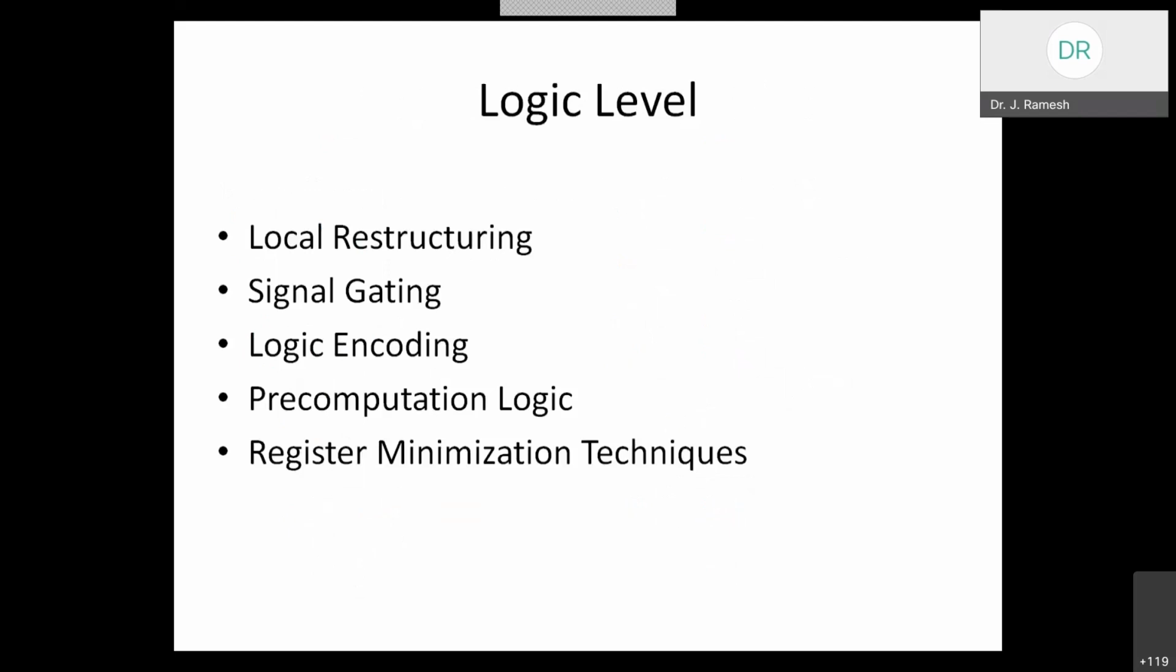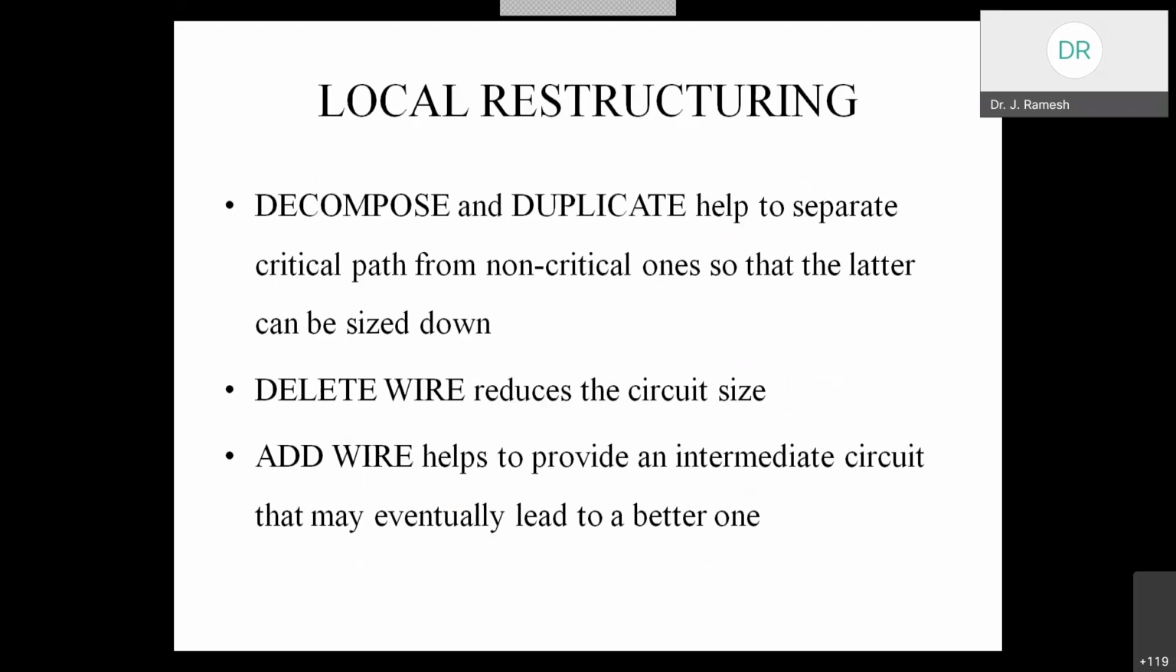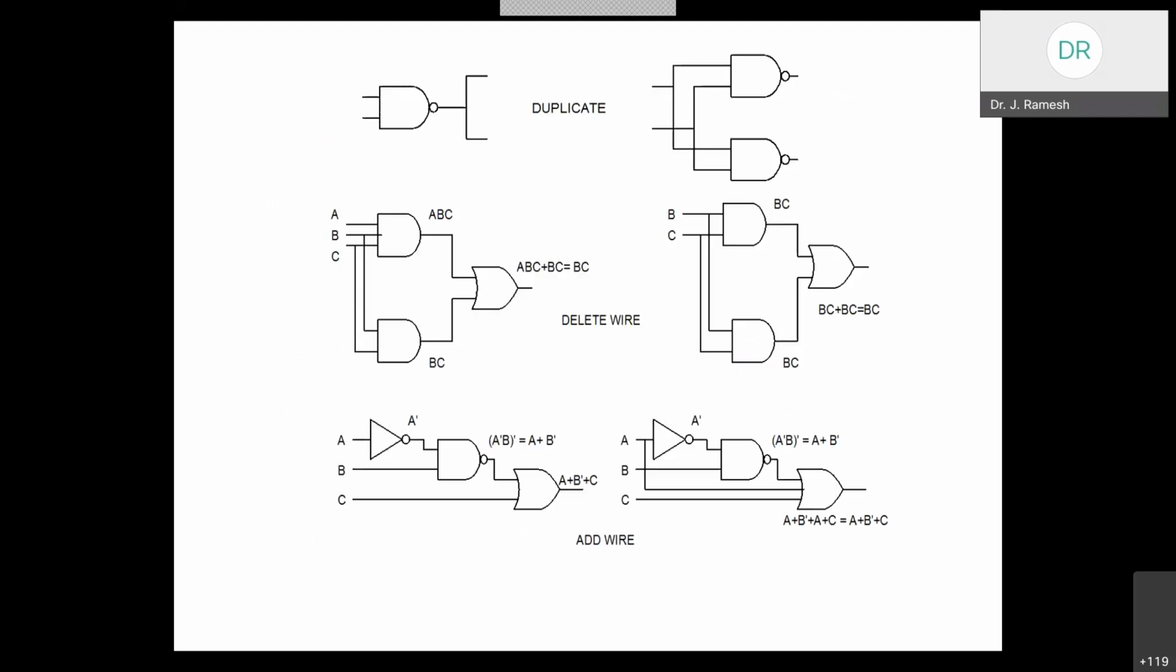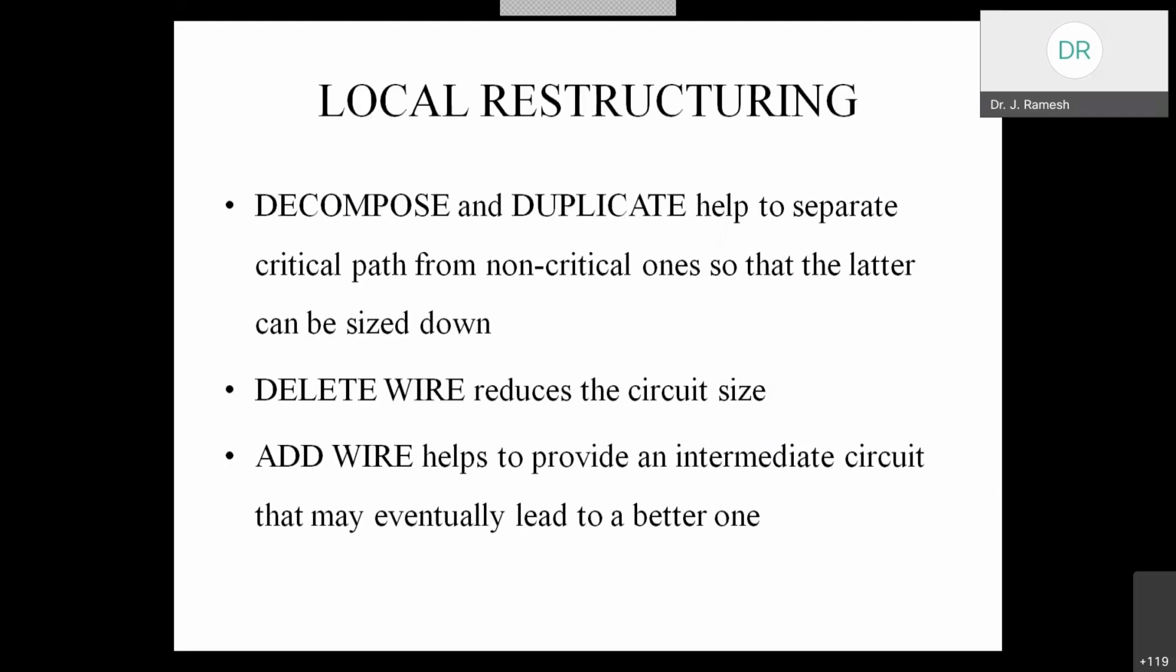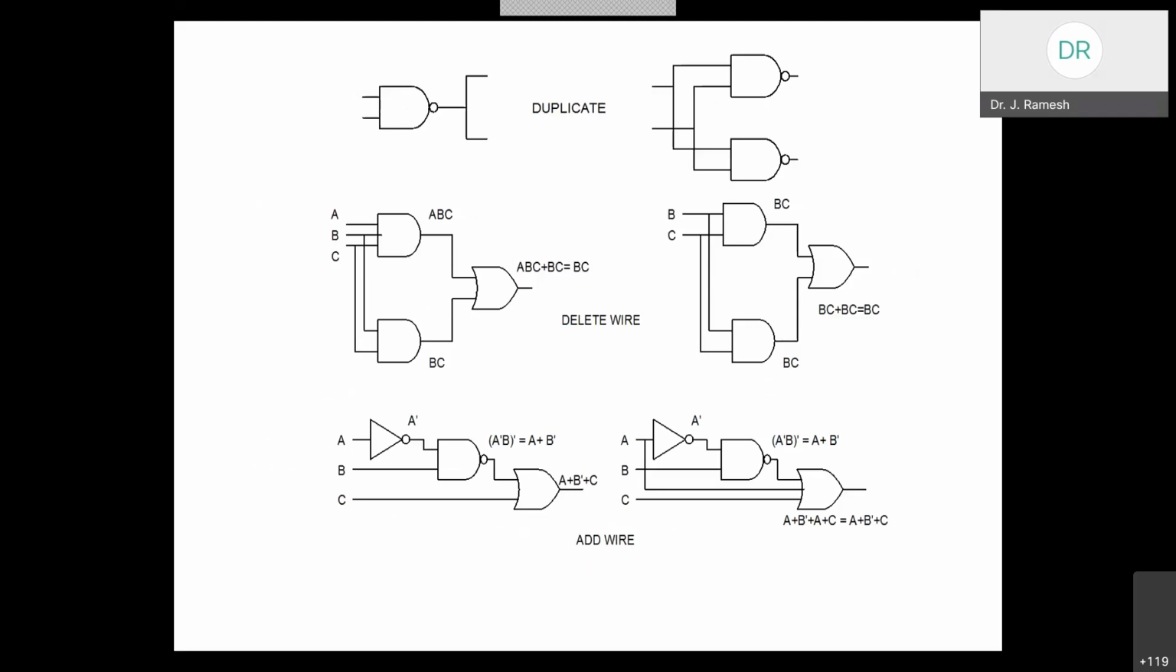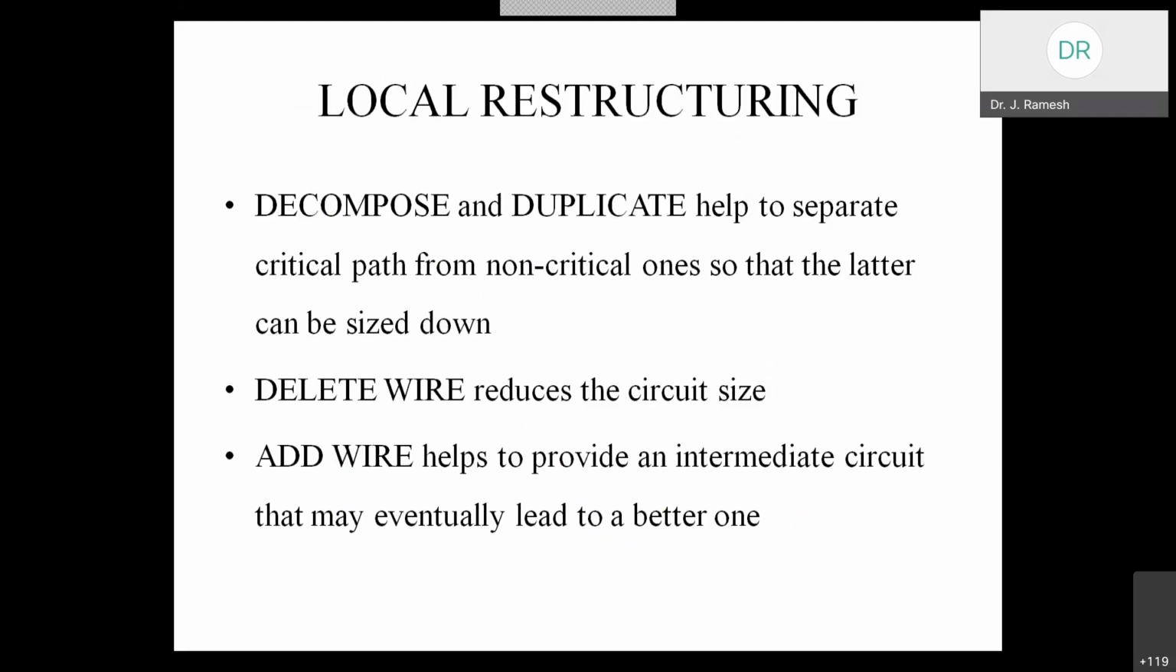In the logic level, we have several techniques. The first one is local restructuring. If you see, we have several rules for restructuring. There is decompose and duplicate, so decomposing and duplicating. These rules help us to separate the critical part from non-critical parts, so that the gates can be sized. For that purpose, we are applying the decompose and the duplicate rule.